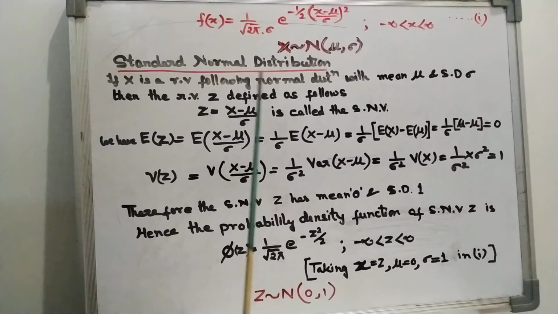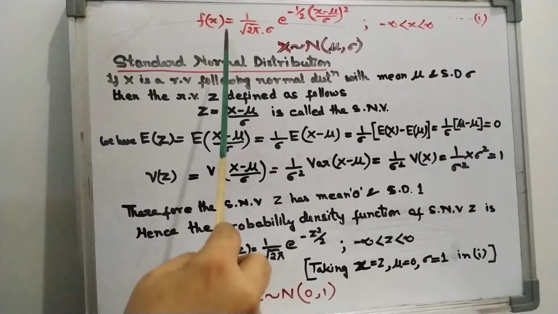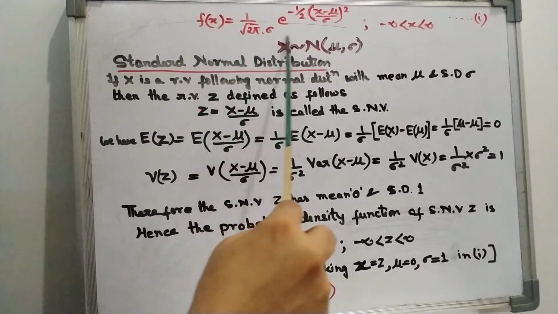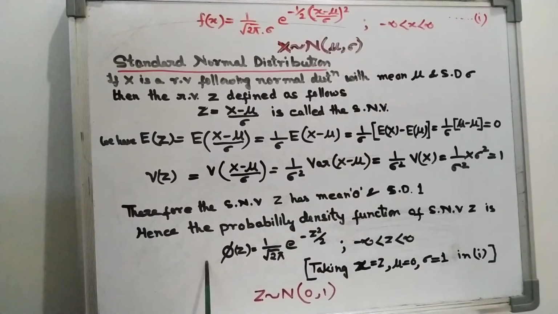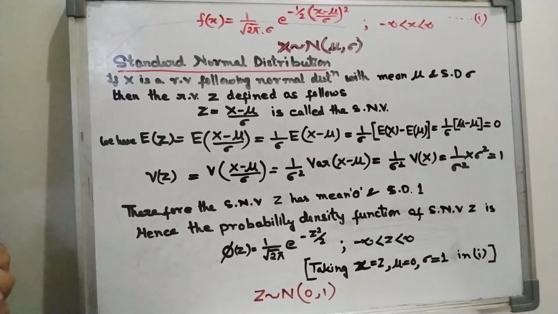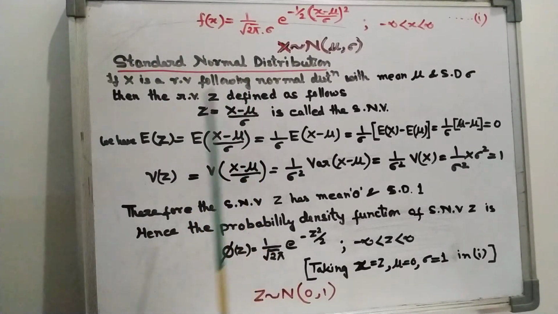The probability density function of the normal distribution is this, and the standard normal distribution is this. So the mathematical form of the normal distribution is this, and the mathematical form of the standard normal distribution is this, which is in z form. Why are we converting it into z form? Because in the table we get the values in z form only. So we need to convert the normal variate to the standard normal variate, and only then can we get the values from the table.